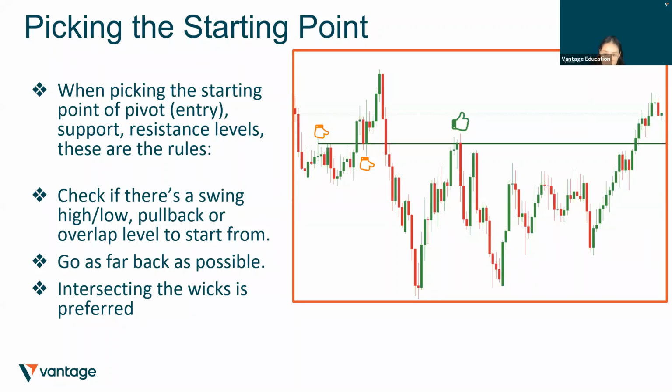So over here in the image, you can see an example. The orange thumbs represent an okay interception. So it's not preferred, but it's not exactly wrong. Preferably we want to look for intersections only of the wicks, as you can see from the green thumb over here. And we'll see more examples of this in the coming slides.